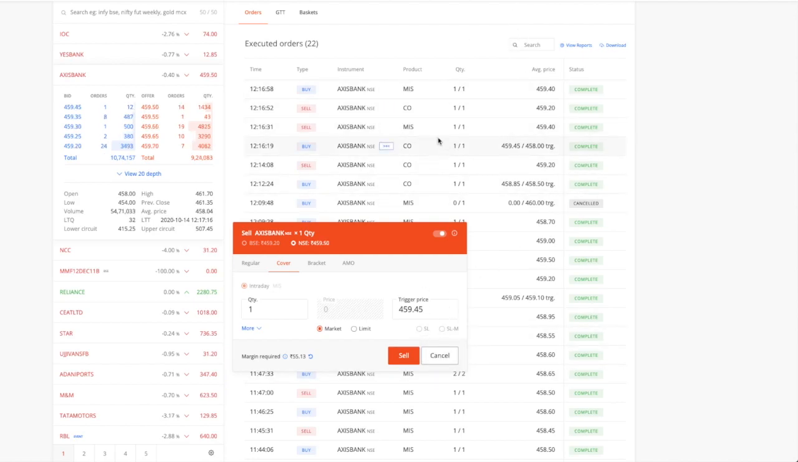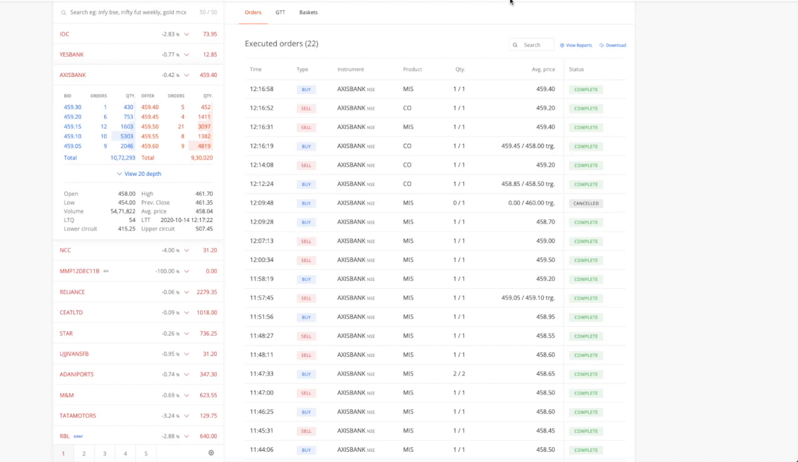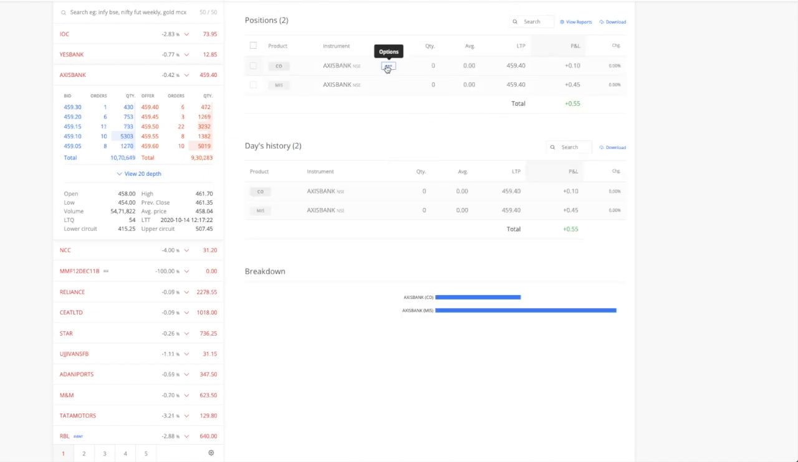That will actually lead to filling the order at the market price, and you'll be exiting it. This is one very common mistake that people make. Now I'll show you the other one.